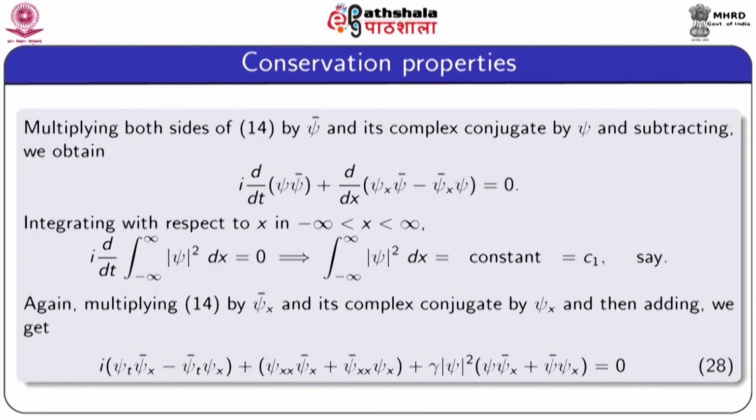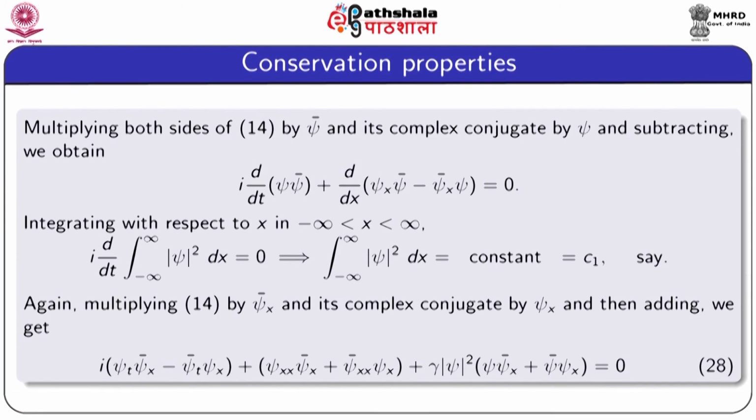In 1972, Zakharov and Shabat proved that nonlinear Schrodinger's equation has infinite number of conservation laws. These are in the form of integral with respect to x of the polynomials in psi and its derivatives. In this section, I am going to establish two conservation laws. Now, we are going to the slide presentation.